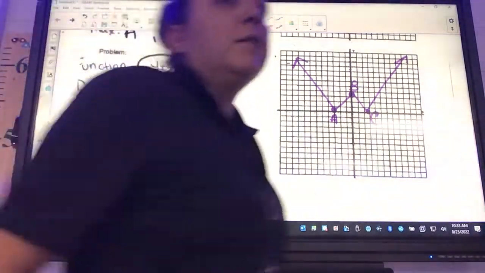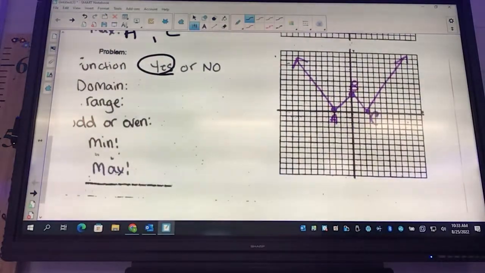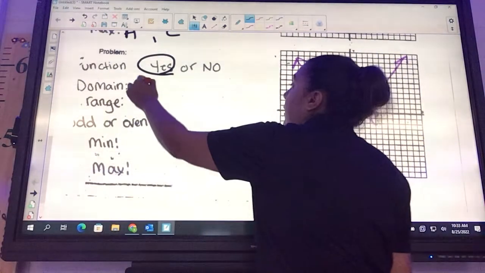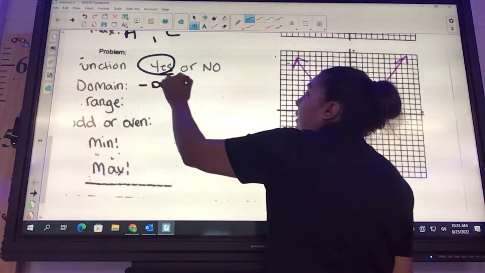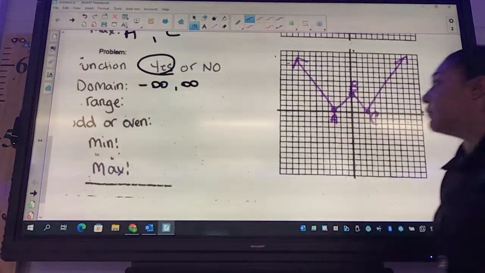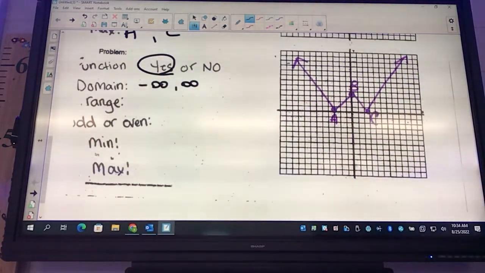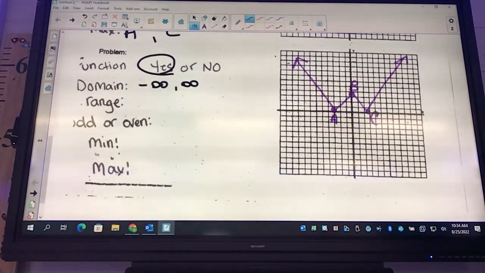The domain. Infinity. Okay, good. The range. Start your pencil at the bottom. Work your way up. Infinity. Oh, no, yeah, that might be 0.